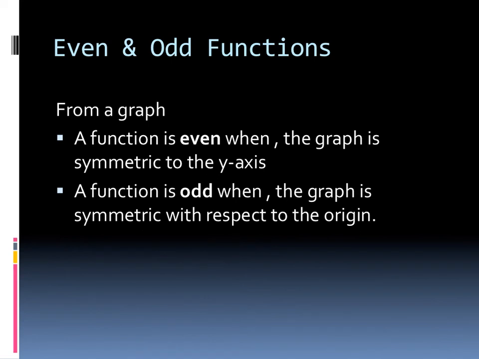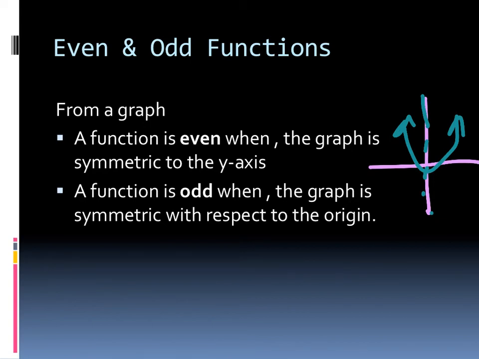From a graph, it's exactly what I just said. If a function is even, then the graph is going to be symmetric to the y-axis. So I could fold it along the y-axis and it would overlap, like a parabola, okay? Or a circle, or an absolute value. If I fold it along the y-axis, then it is even.